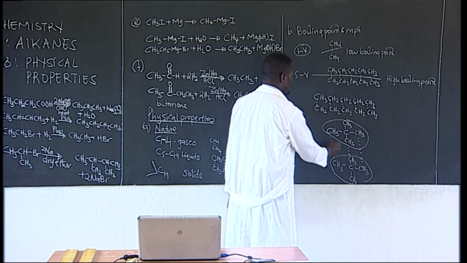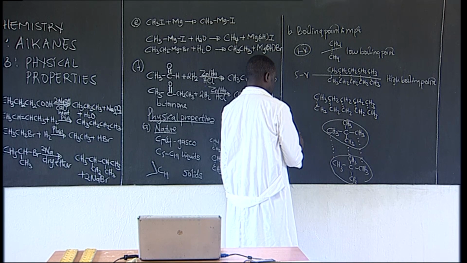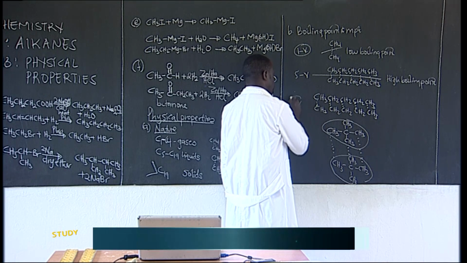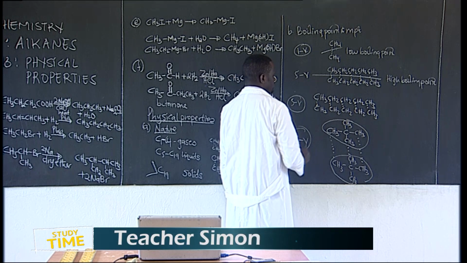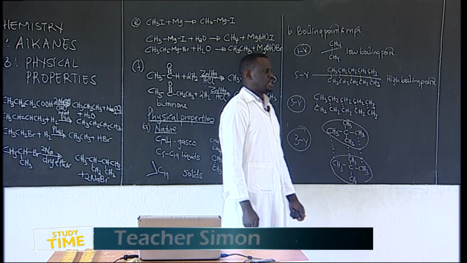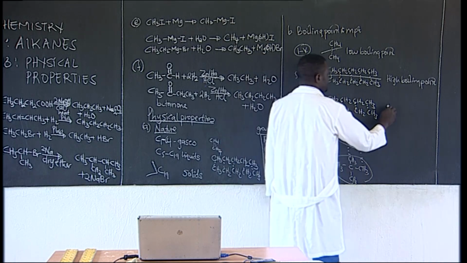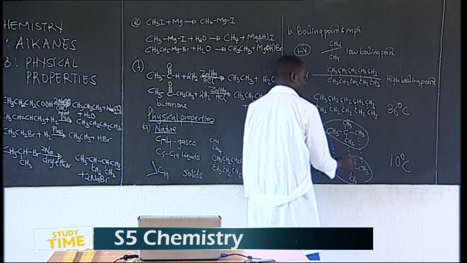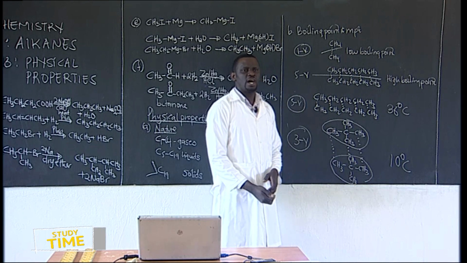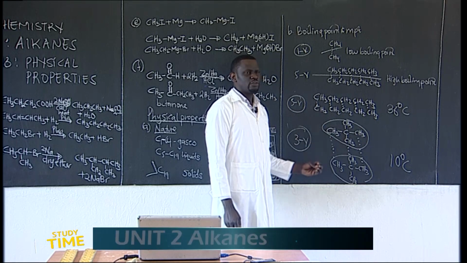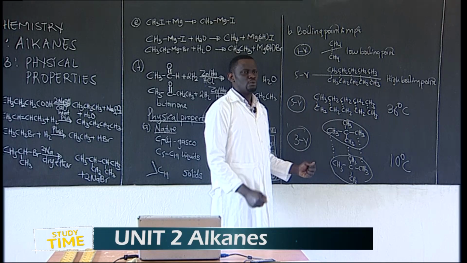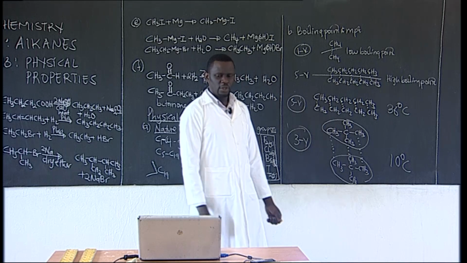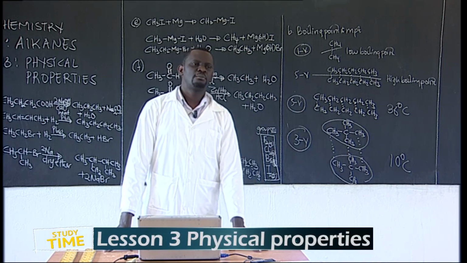So we have few. Like here, if you are counting, we will say 3 van der Waals forces. Then here we have 5. So the more the van der Waals forces, then we shall say we are having a higher boiling point. Like this one we have said is 36 degrees, and here is 10. Yet they have the same number of carbon atoms and the same molecular mass. So whenever we have more branches, we shall have a low boiling point. So let's look at our slides and then we talk about another point.